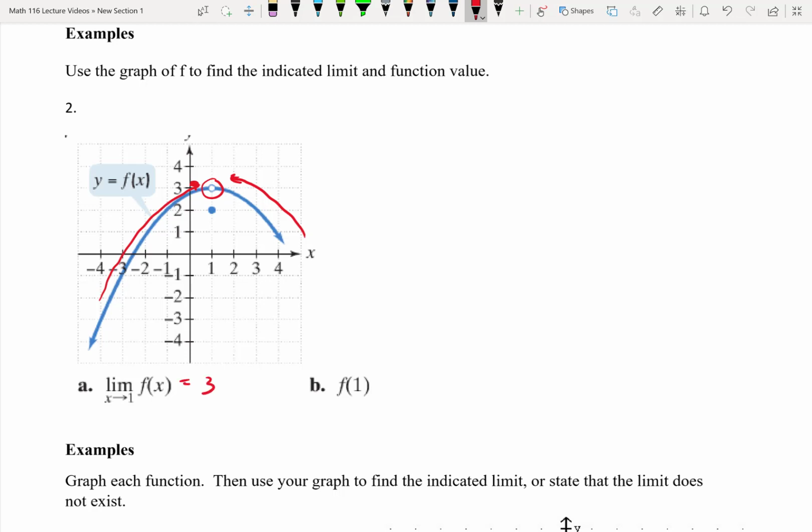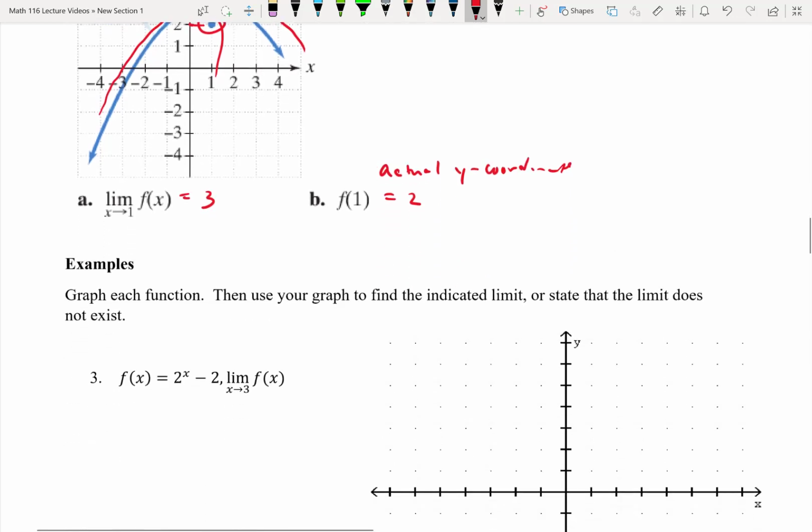So remember that the limit is just asking what the function is getting close to. It's not asking you for the actual y value. So again, as x gets closer and closer to 1, y is getting closer and closer to 3. Part B is asking you to evaluate the function at 1. So that's the actual y coordinate. So the actual y coordinate at x equals 1 is equal to 2.